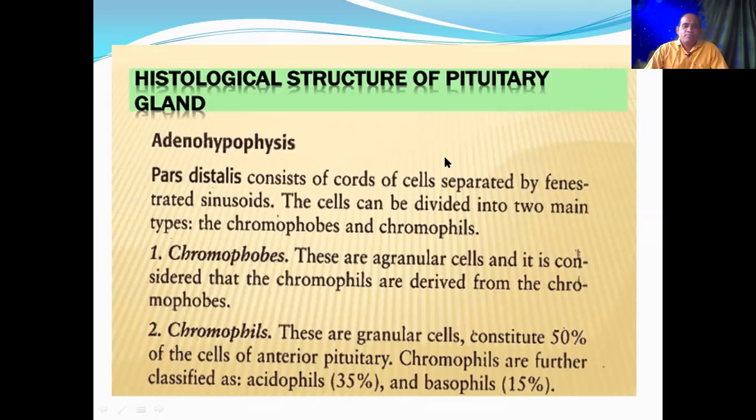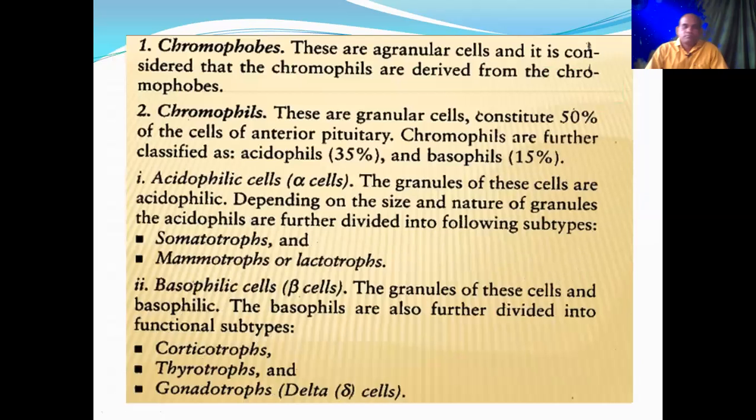The chromophobes are non-granular cells, and it is considered that the chromophils are derived from the chromophobes. Chromophils are granular cells and make up 50% of the cells of the anterior pituitary. Chromophils are further classified as acidophils, which are 35%, and basophils, which are 15%.